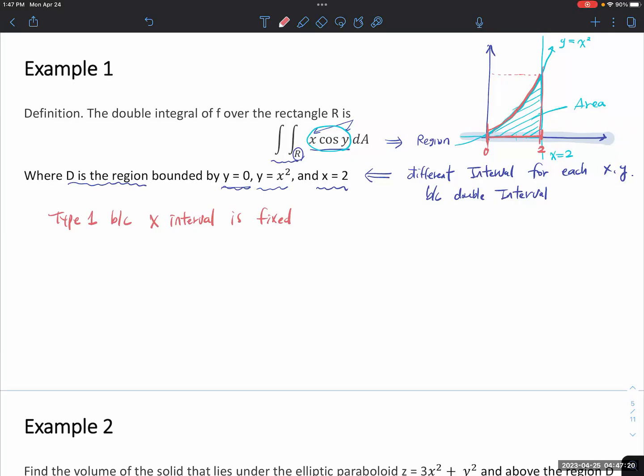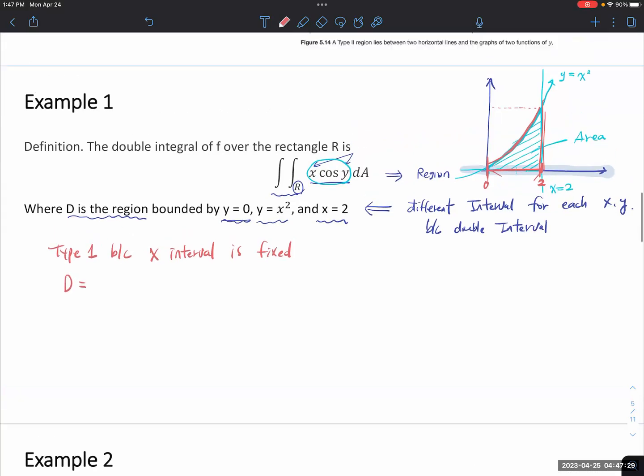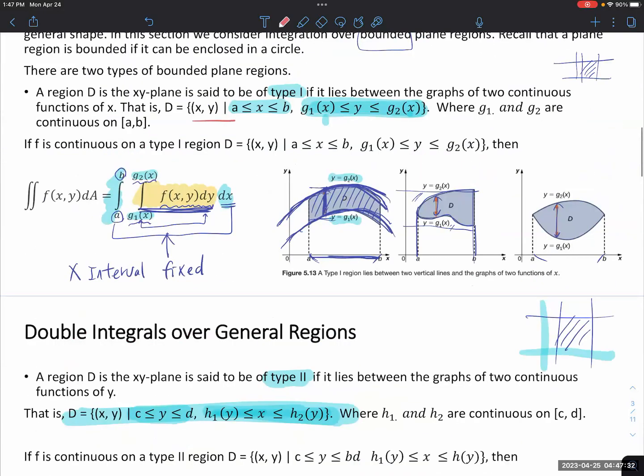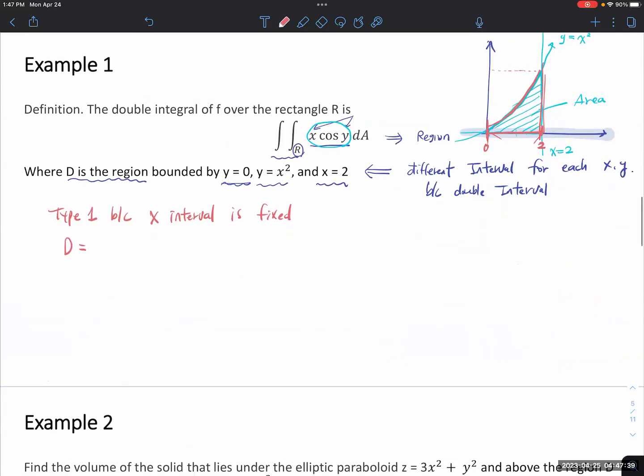This is super linear. So the x interval is fixed. This is a type 1, and we're going to find the region. According to the definition, we need to write down this information. So D is the set of x, y, right? And one thing I'm 100% sure of is the x interval. x is between 0 and 2. Am I correct? Because it's fixed.